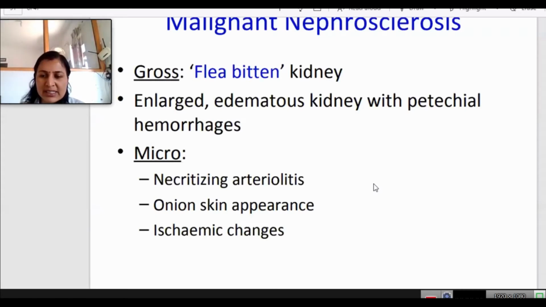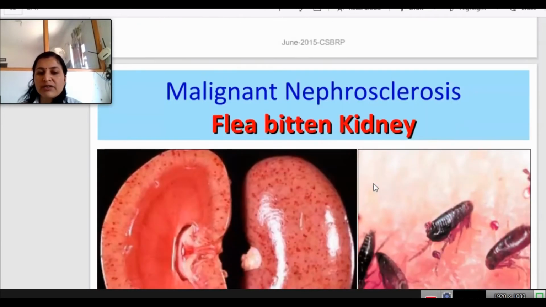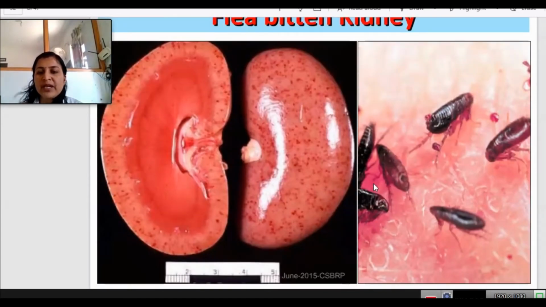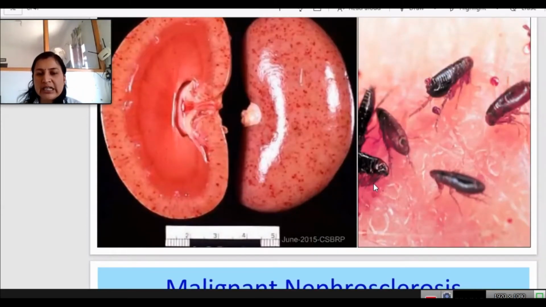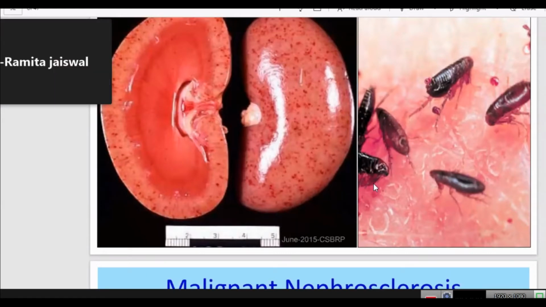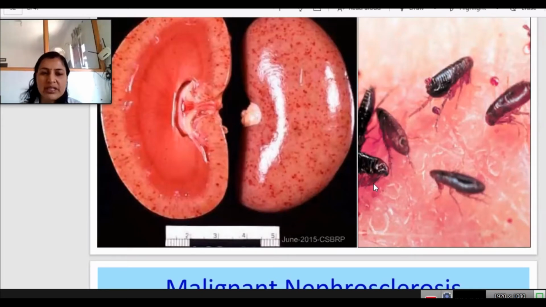Here there will be necrosis, fibrinoid necrosis, so we also call it necrotizing arteriolitis. The small vessels undergo necrosis. There will be onion skin appearance of the blood vessel along with ischemic changes. Now, you see here the flea-bitten appearance of the skin and compare it with the kidney. Are you able to see the pictures? Yes, ma'am. Okay, so just compare the petechial hemorrhages beneath the renal capsule with the skin appearance.